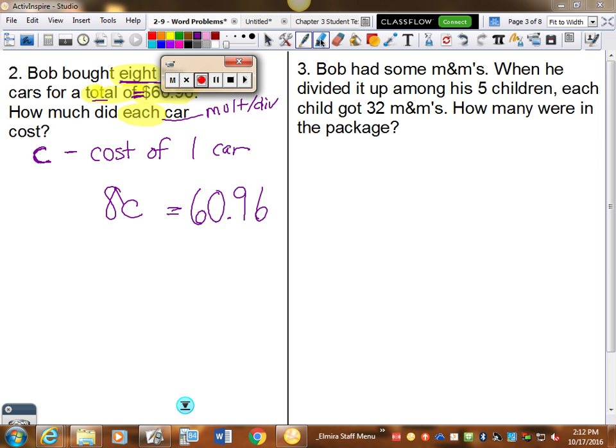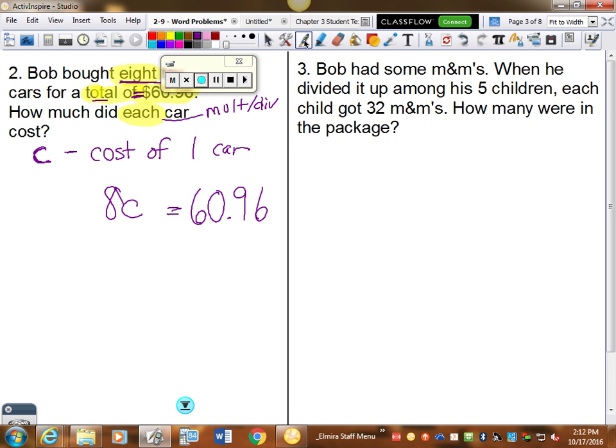All right, number 3. Bob had some M&Ms. You'll notice I use Bob a lot. It's because I'm just not being creative. Nothing other than that. I don't really know anybody named Bob. That's just how we're doing it.